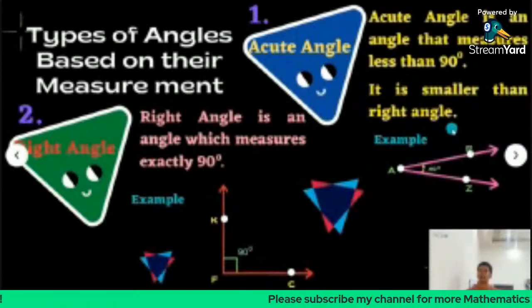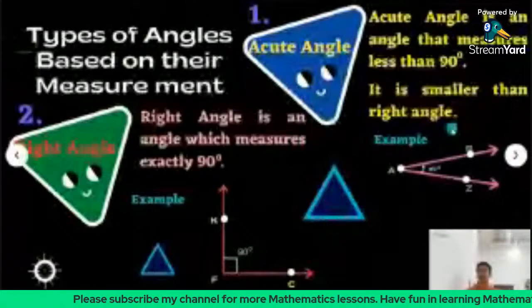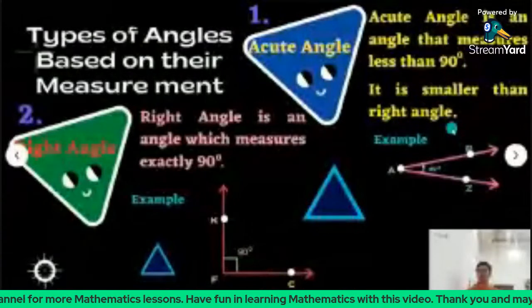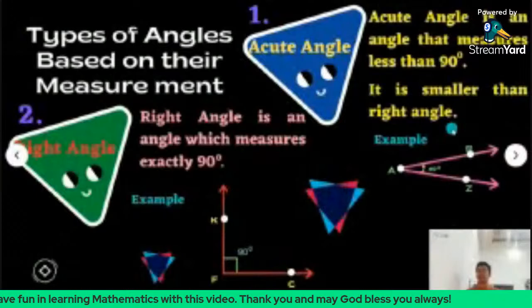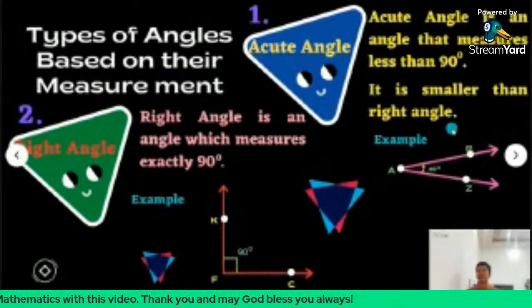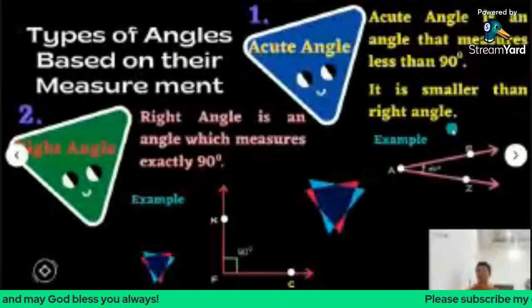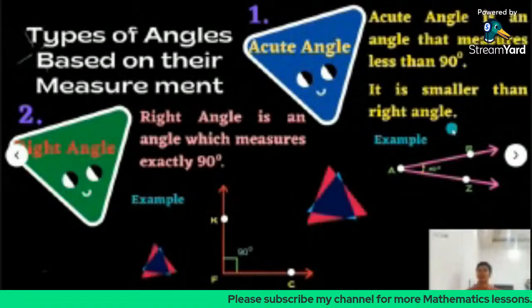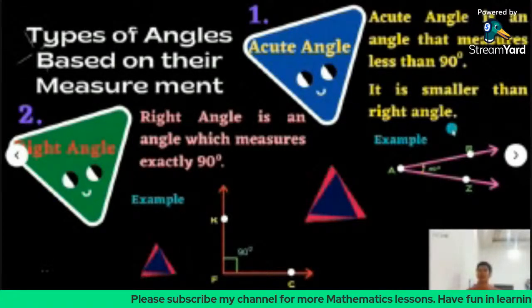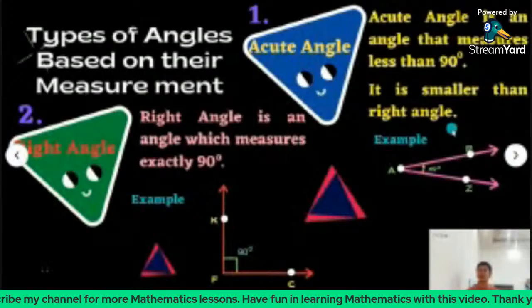So let's proceed for type number 3. And the type number 3 is what we call obtuse angle. So what does it mean when we say obtuse angle? An obtuse angle is an angle that measures more than 90 degrees but less than 180 degrees. What does it mean? It means that the measurement of an obtuse angle ranges from 91 degrees to 179 degrees.